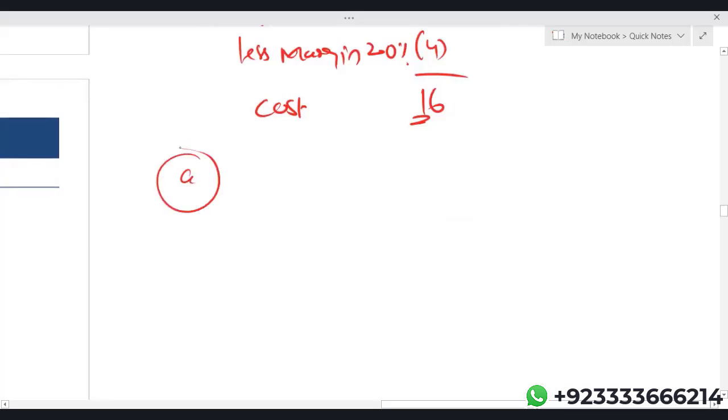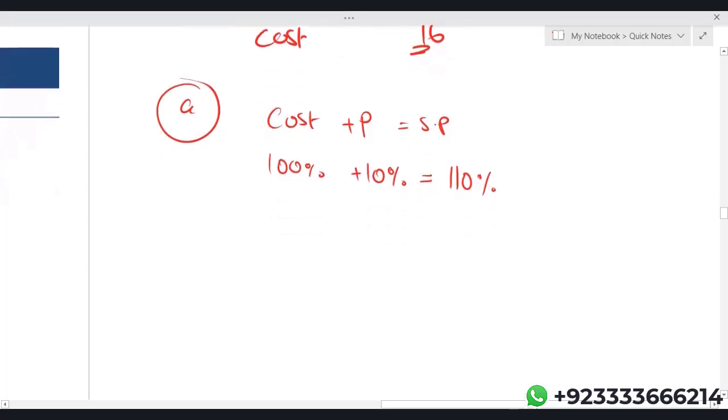Basically, we are doing a test of understanding. Part A. We know that due to markup, cost plus profit is equal to selling price. Due to markup, your cost is 100%. Profit is 10% because they want to keep the 10% profit. So selling price is 110%. Logically, your target selling price, whatever the amount is, represents 110% because of the 10% markup. Now, the selling price the examiner has given us is $200. Logically, this $200 is representing 110%.